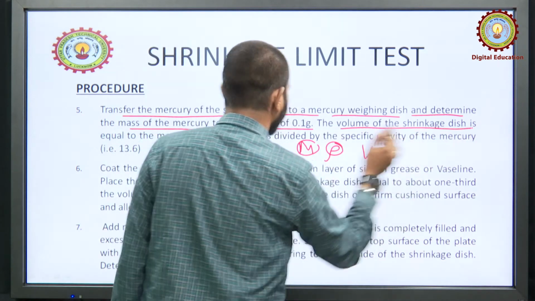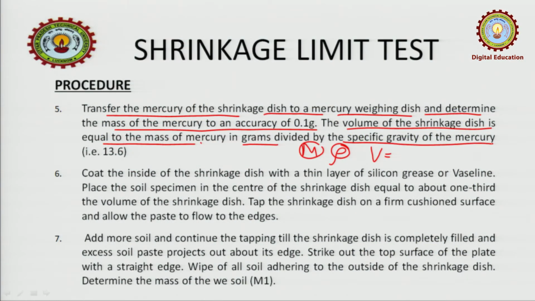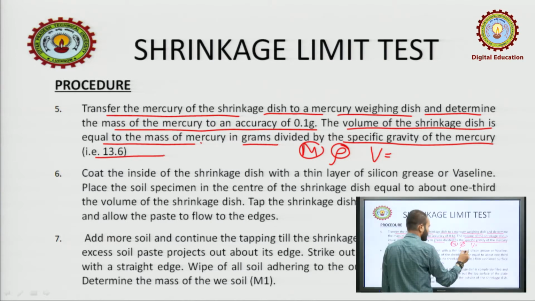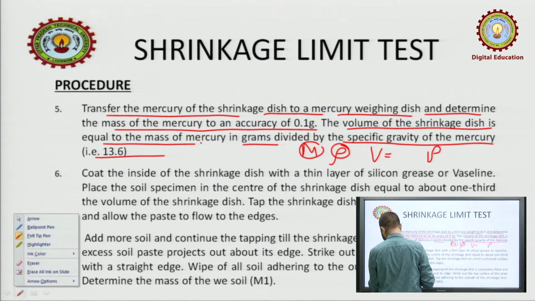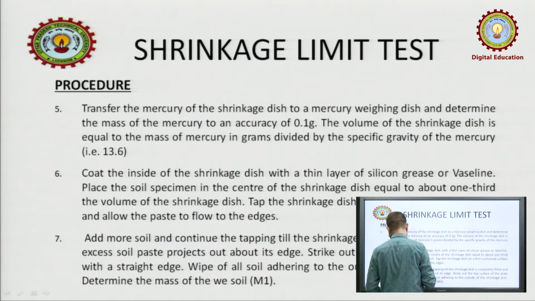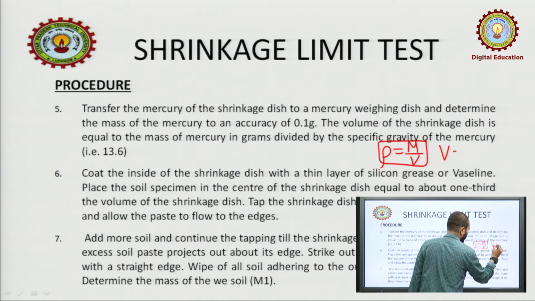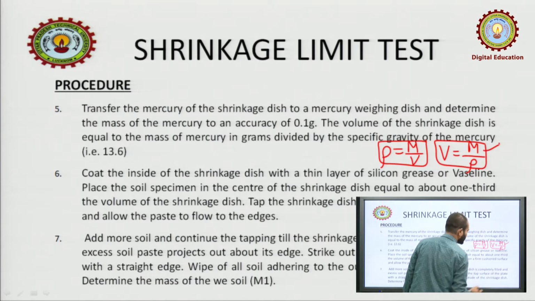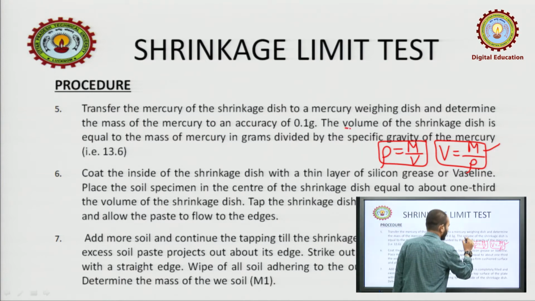The volume of the shrinkage dish is equal to the mass of mercury in grams divided by the specific gravity. What does this mean? Simply, rho is m by v. You know this. To find out volume, this will be m by rho. So, we will be using this relation to get the volume. Now, we have the volume of the shrinkage dish.